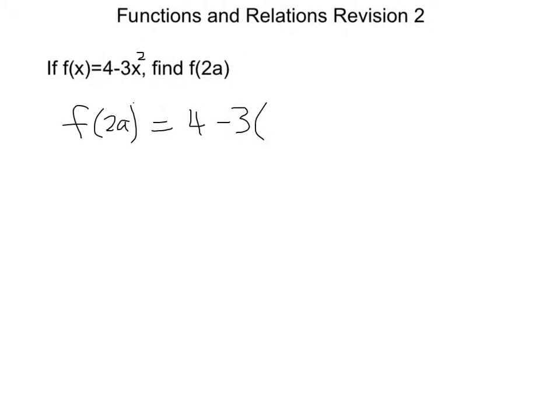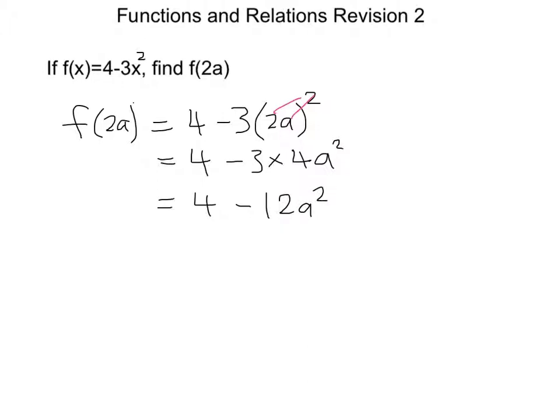I'm going to write where x is in brackets, so 2a has replaced x, and needs to be squared. And we use our order of operations. We have to complete the bracket first, so 4 take away 3 multiplied by... We have to square the 2 as well as the a, so 2 squared is 4 and a squared is just a squared, so that'll be equal to 4 take away 12a squared, and that there is your answer. Let's move on to the next question.